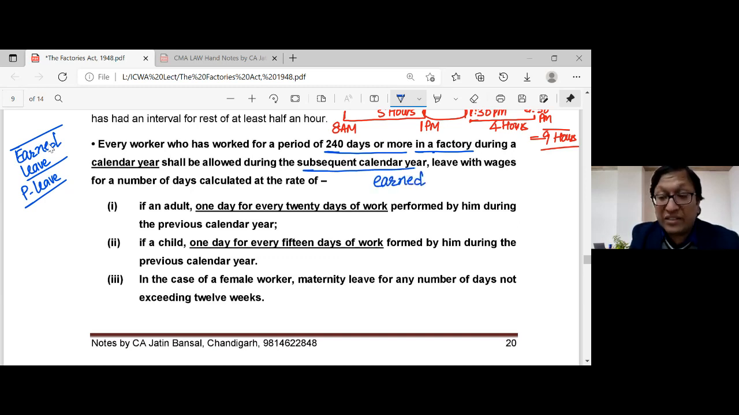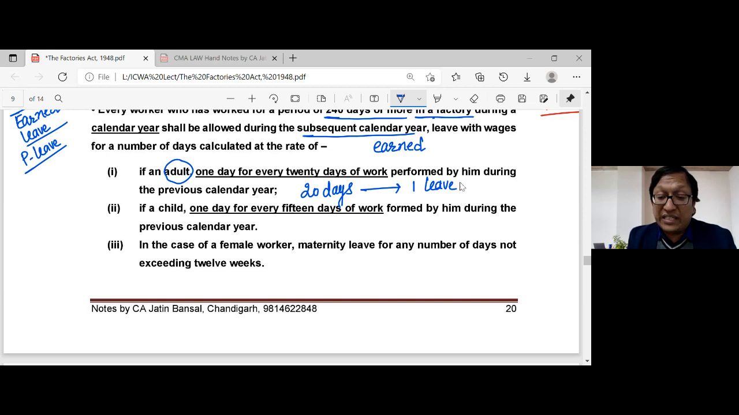How much holidays have you earned? It says for an adult, 1 day for every 20 days of work performed by him during the previous calendar year. For every 20 days of work, you will be getting one leave. Say you have worked for 300 days in a factory, so for 300 days, you will be getting 15 leaves, because for every 20 days, 1 day is leave.